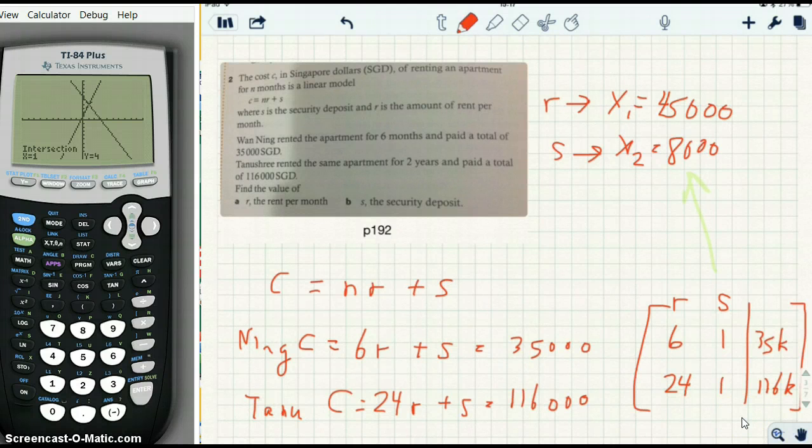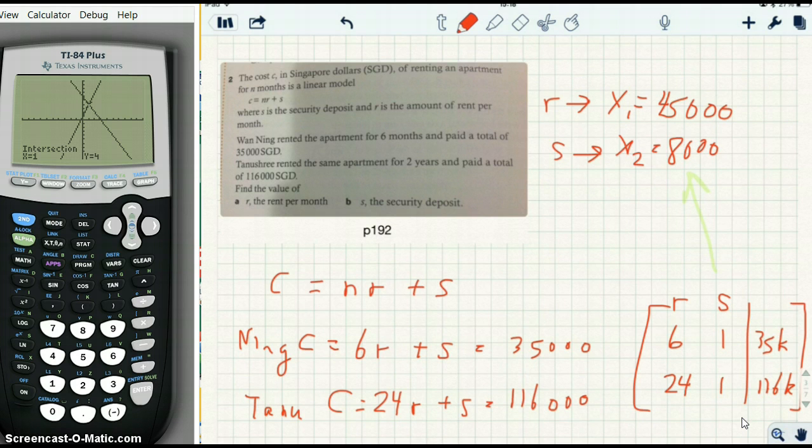Okay, continuing now with the solution to the page 192 problem. This is similar to the problem that you did on your last test. You were going to figure out what the rent is and the security deposit is for an apartment based on the amounts paid by two different people.